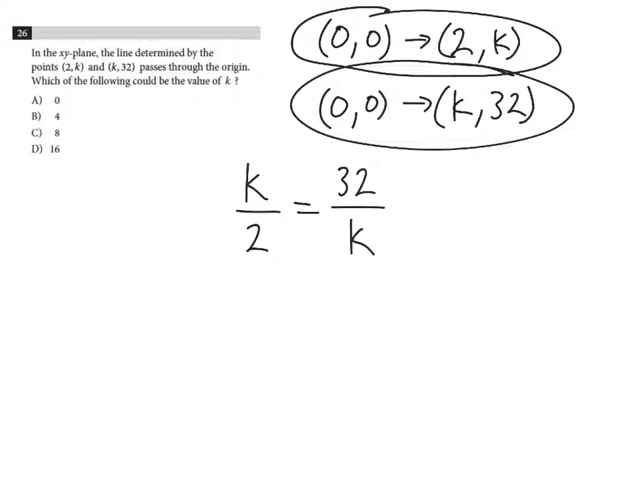Alright, and to solve this, we're going to cross multiply. I'll get k squared equals 64. Square root, I get k equals positive or negative 8. So we have 8.